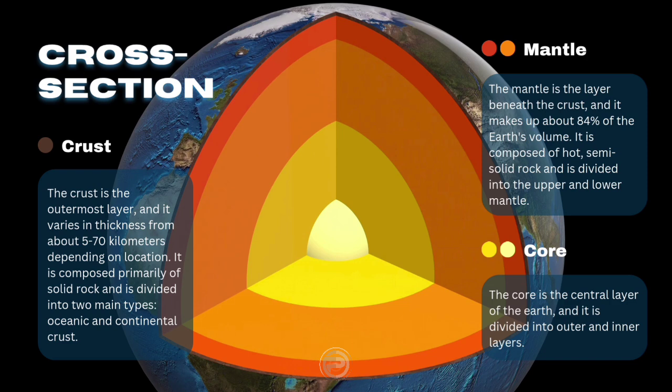2. Mantle. The mantle is the layer beneath the crust, and it makes up about 84% of the Earth's volume. It is composed of hot, semi-solid rock and is divided into the upper and lower mantle. 3. Core. The core is the central layer of the Earth, and it is divided into outer and inner layers.